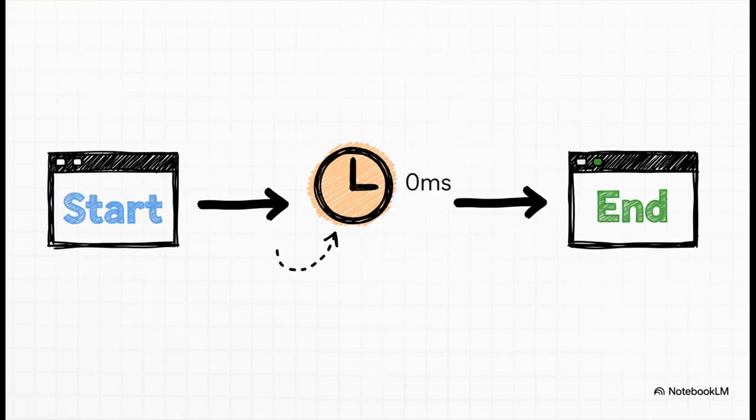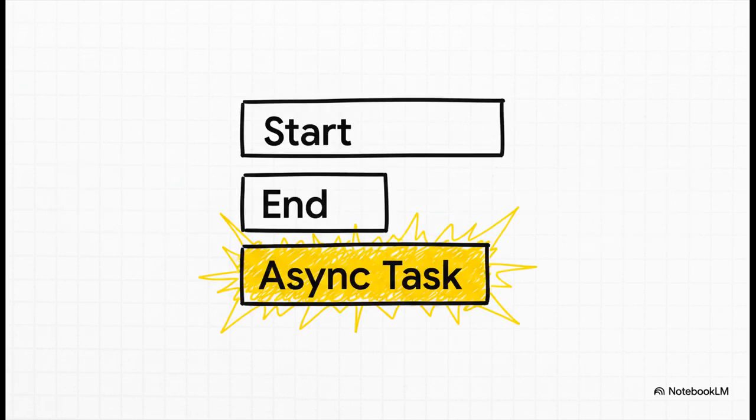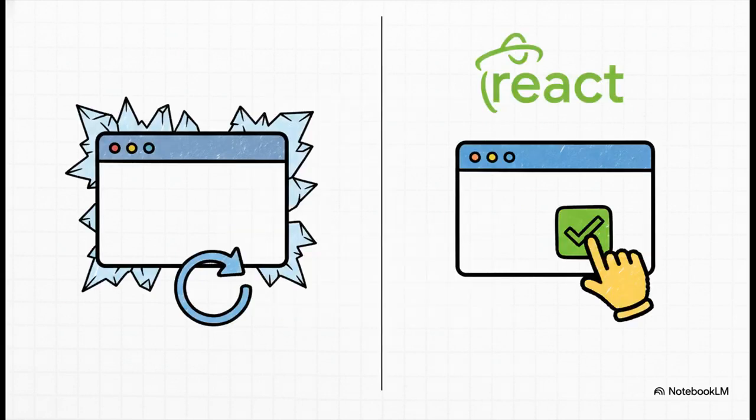First, we log start. Then we set a supposedly immediate timeout. And finally, we log end. But look, the async task prints last. This is not a bug, it's a core feature of JavaScript. And this is exactly why React apps don't just freeze up.